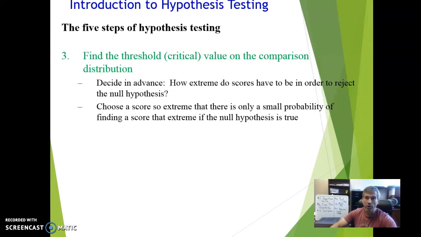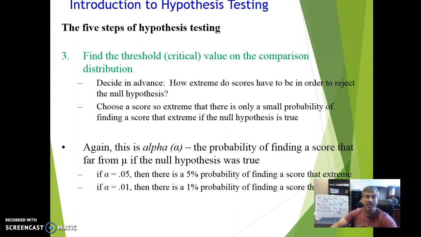And say, okay, how extreme do scores have to be to reject the null? Well, they have to be scores that are extreme enough that it's pretty unlikely we'd get them due to chance if the null was true. Again, that's where that comparison distribution comes in. It helps us define where those unlikely scores are. So that's the alpha level.